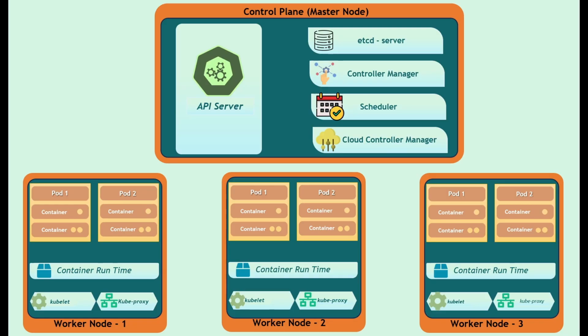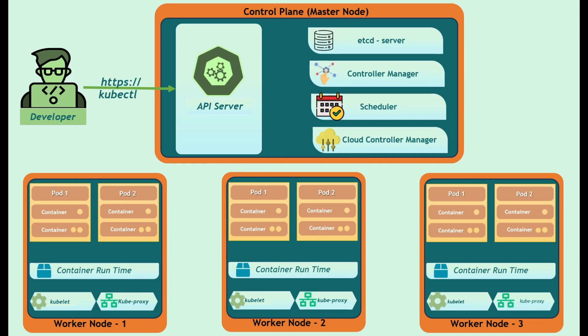And now let's understand how a request flows through every component of this Kubernetes cluster. Here we have a developer and he wants to interact with the Kubernetes cluster. Now, to interact with the Kubernetes cluster, we need a command line tool. That's nothing but kubectl. So when a user runs a command, let's say he wants to create a pod on the cluster, the kubectl client sends an HTTPS POST request to the API server in the control plane node.